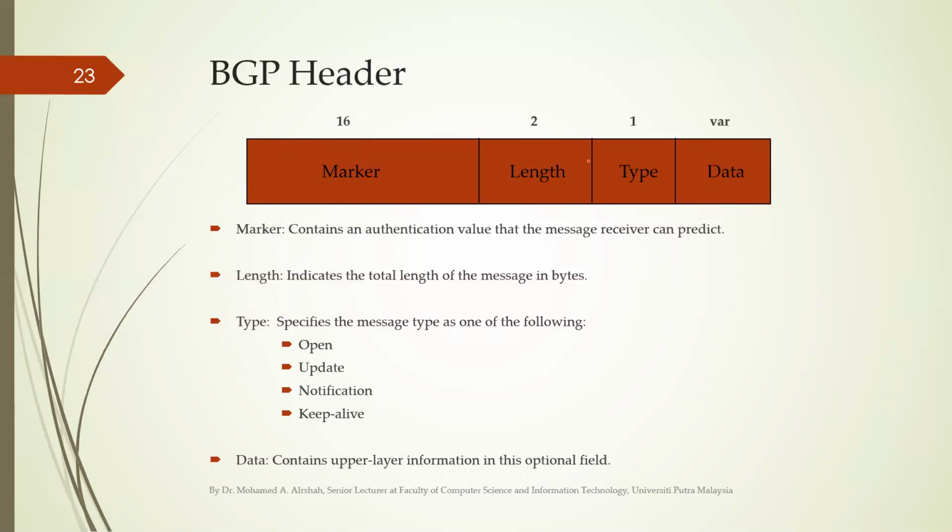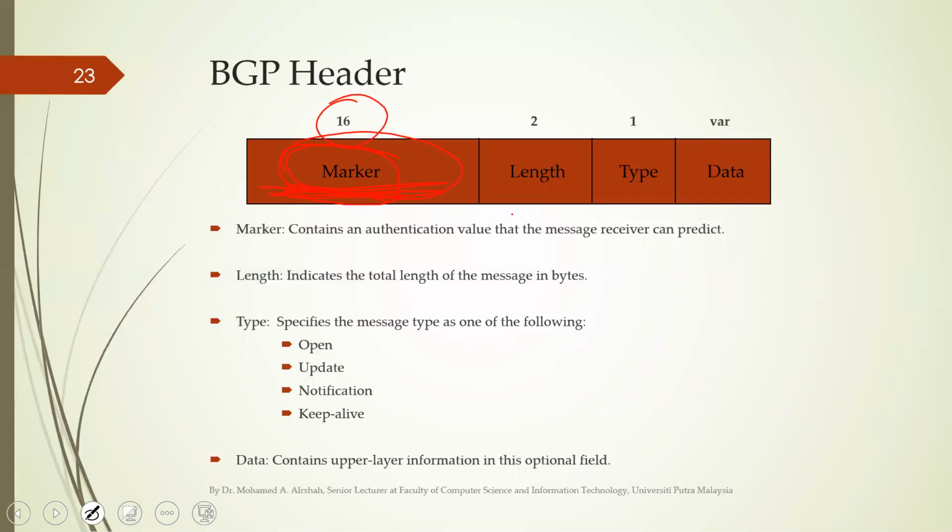The first part is the marker. Marker contains an authentication value that the message receiver can predict. So this one is like an authentication challenge. It has a value for authentication, and that value will be predicted by the receiver. Before this, the marker actually is 16 bytes.